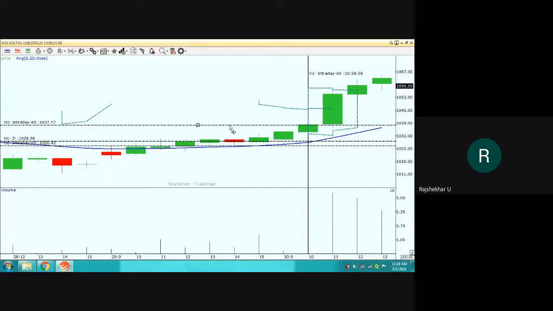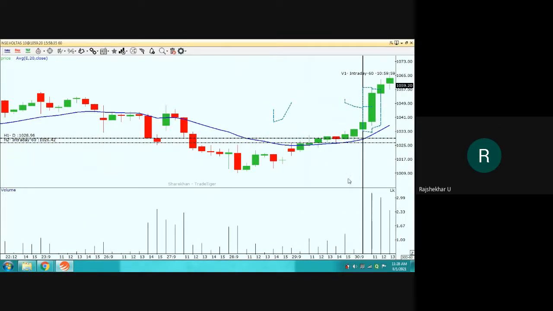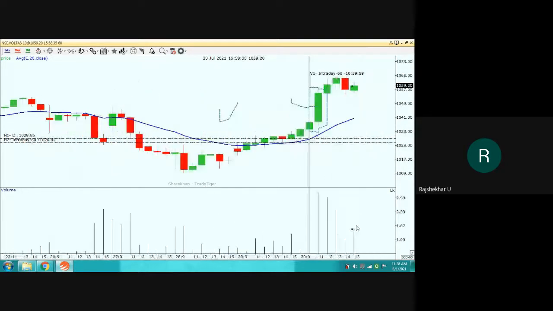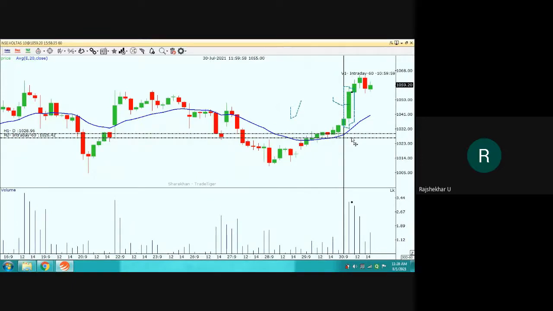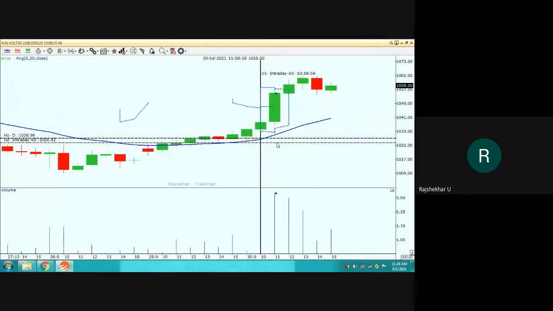We have to make sure that the stock is above both the moving average lines, hourly and daily, and the volume should build up. If you see, the volumes started building up from this candle, but the stock is holding above both the moving average lines. So this is the perfect time to enter. So we'll see when to enter.